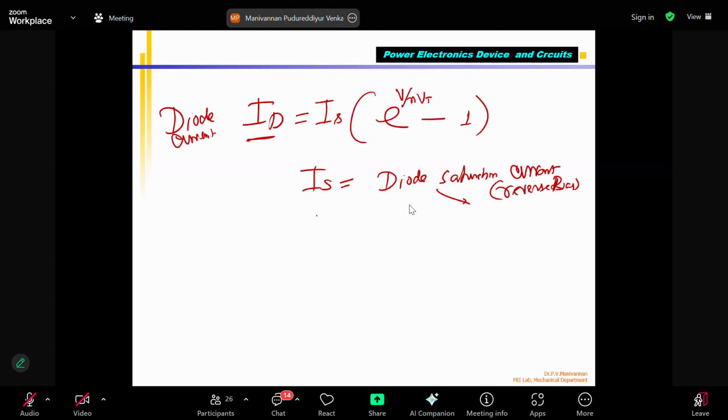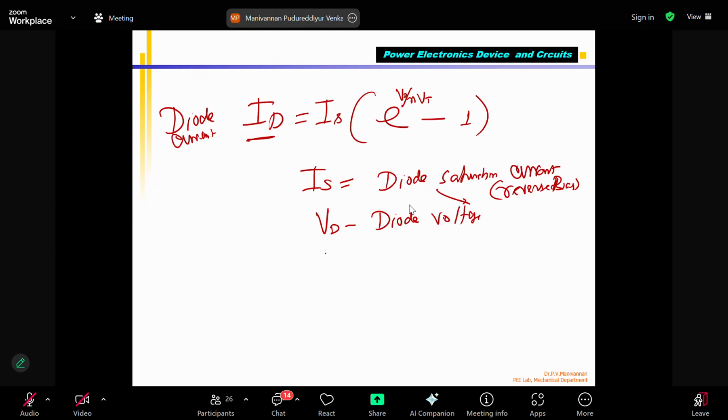Then this is VD. VD is the diode voltage. What voltage are you applying across the diode? We can apply 0 volt, 1, 2, 3, 5, up to a maximum voltage VD max equal to 30. Correct? Whatever voltage you apply at a given time, the current will vary depending upon it.